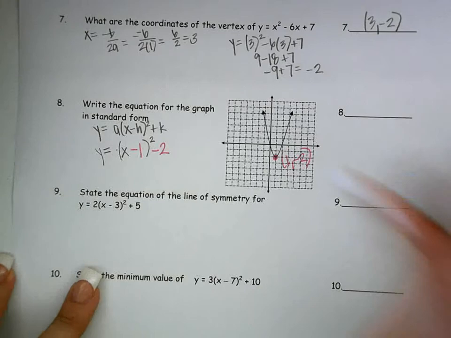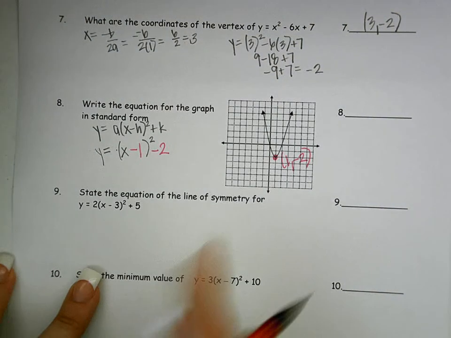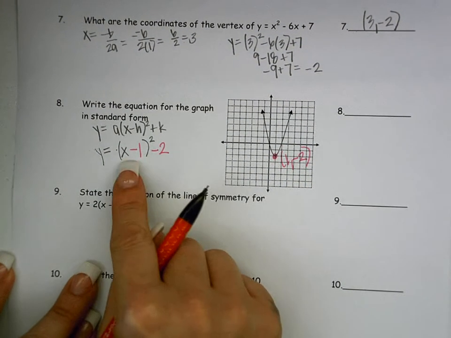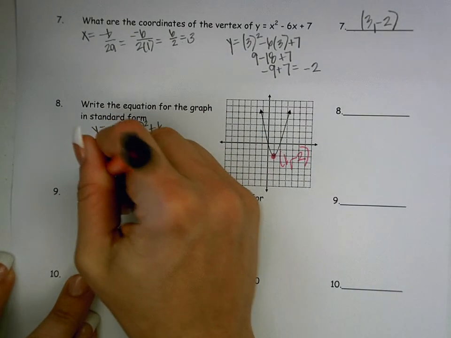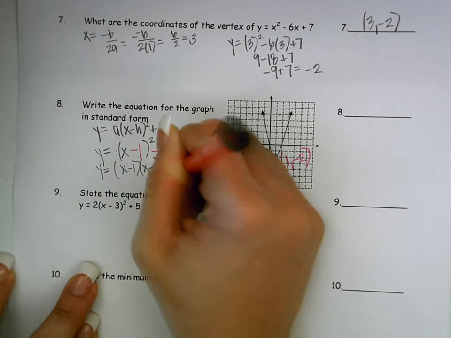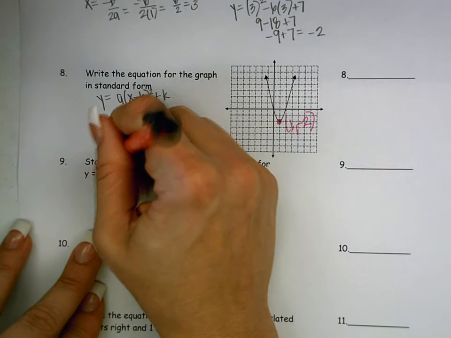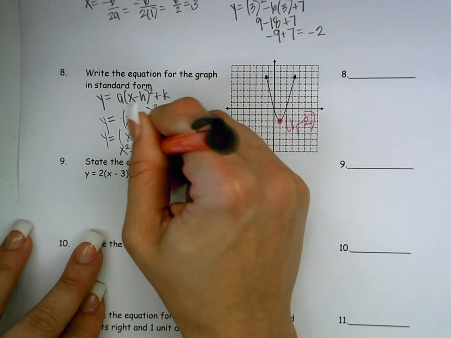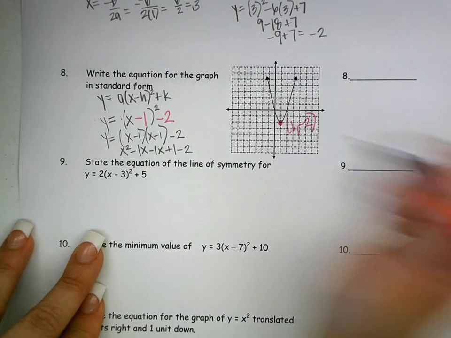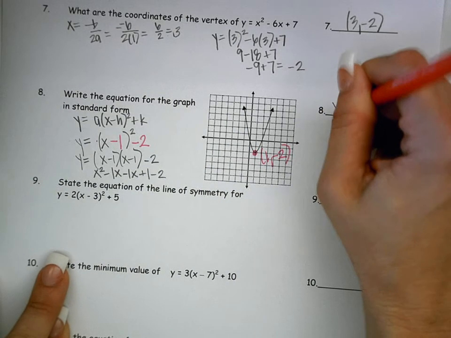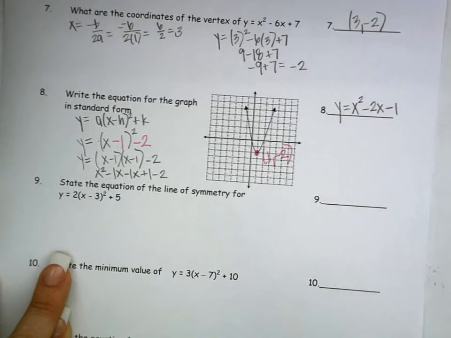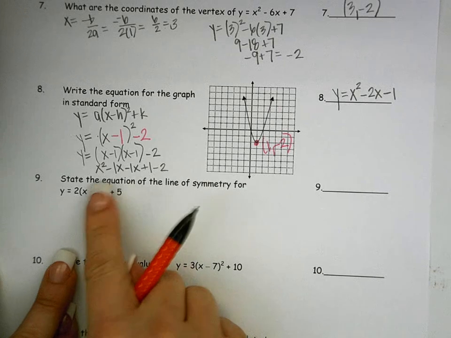Now, if I was asking for vertex form or descriptive form, this is where you would stop. To get standard form, you have to actually multiply this out. So y equals, this is x minus 1 times another x minus 1, minus 2, so you FOIL it out. That gives you x squared minus 1x plus 1 minus 2. So if you work that out, you're going to get y equals x squared minus 2x minus 1 for an answer. So you just actually do all the multiplication.